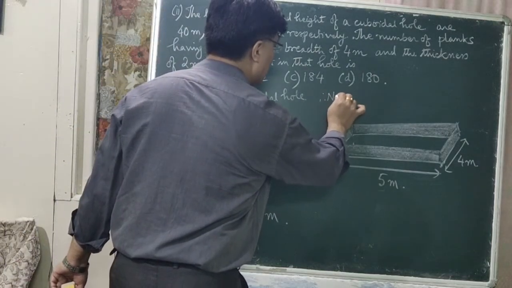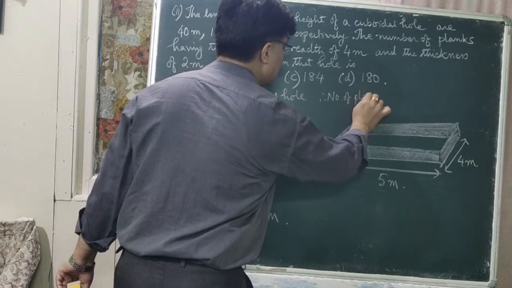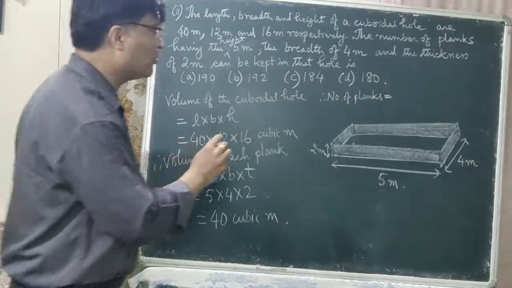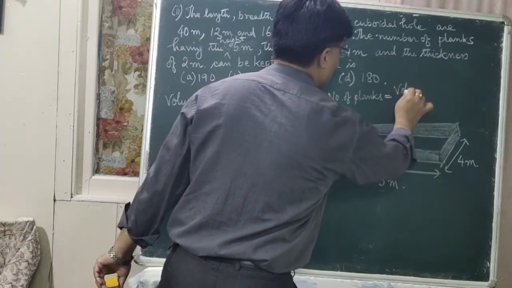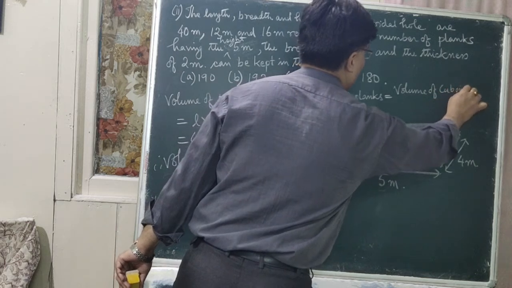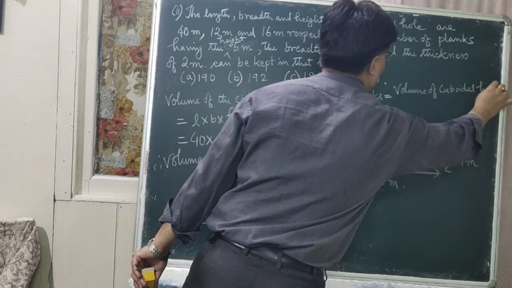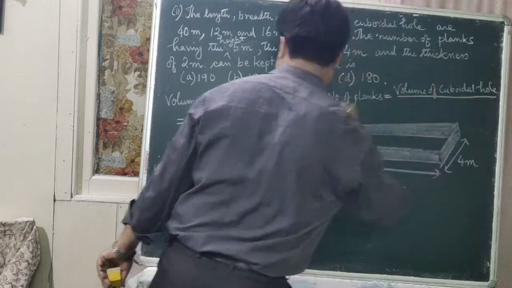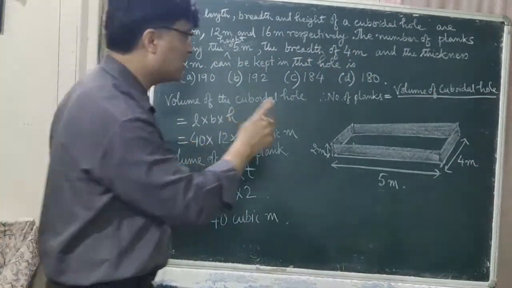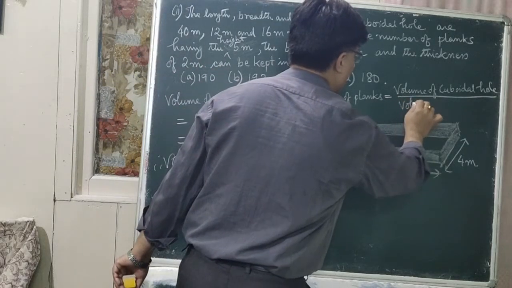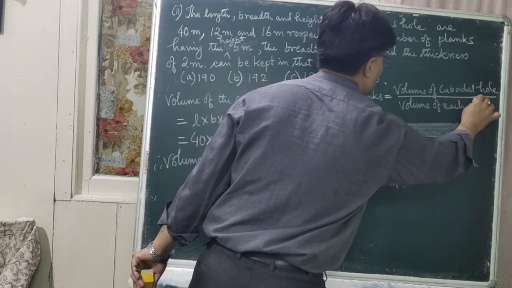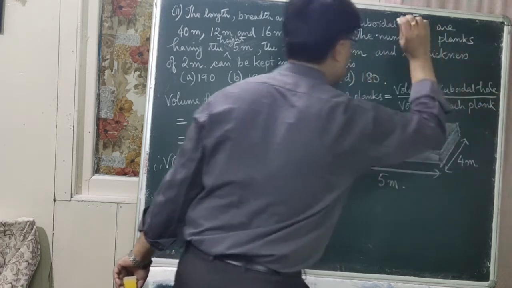Therefore, number of planks is equal to, what is the formula? Volume of cuboidal hole divided by what? This volume of each plank. So let us write here in the denominator, volume of each plank. Is that clear now?